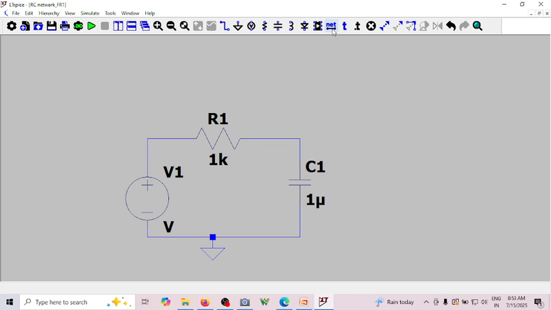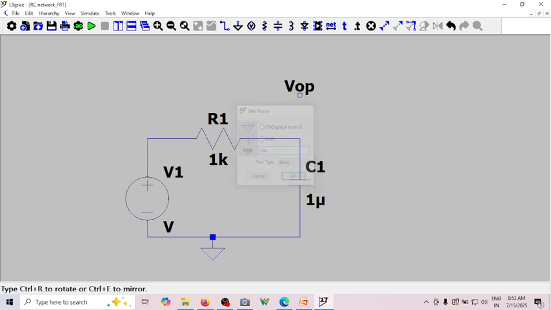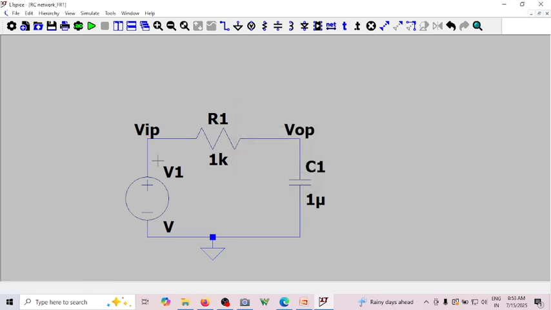And let me name this as v naught, the output, and let me change this to v input. See, this is v input, this is v output. But in my trace, I can see the names as input and v out.